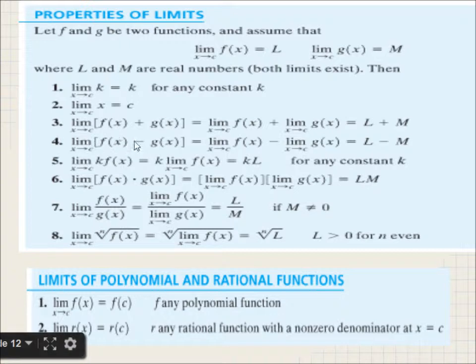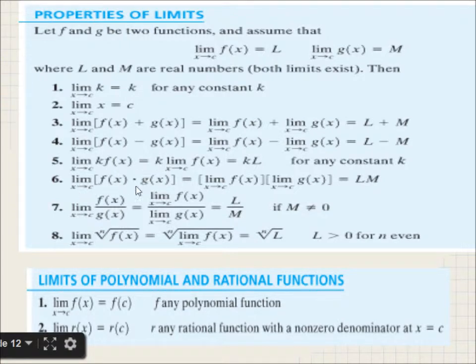In the case of multiplication, it's a little different. When it says the limit of k f(x), where k is a constant, we take the constant out, calculate the limit of that particular function, and then multiply that constant with the value of the limit. So k multiplied by L is the answer for any constant k. Remember, k is the constant here. In the case of multiplication of two functions, we separately calculate the limit of the two functions and then multiply them.